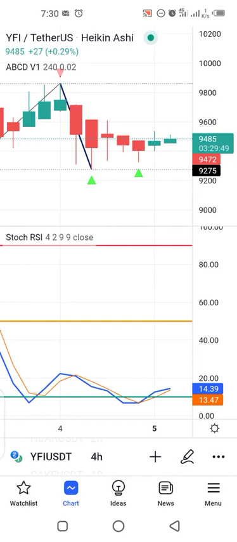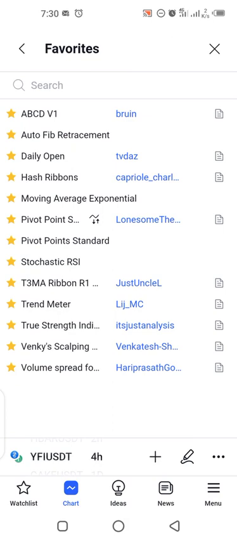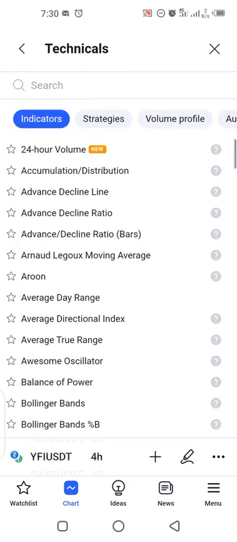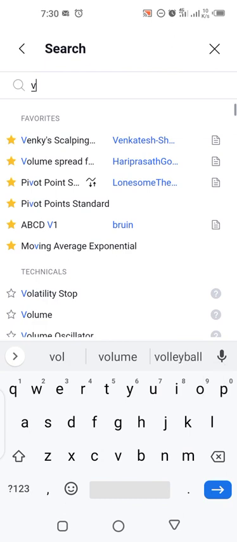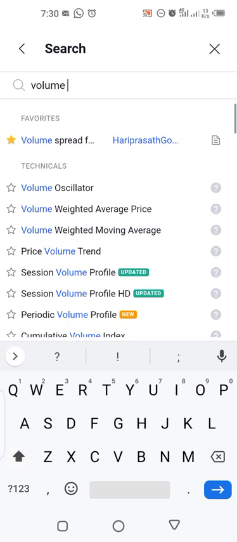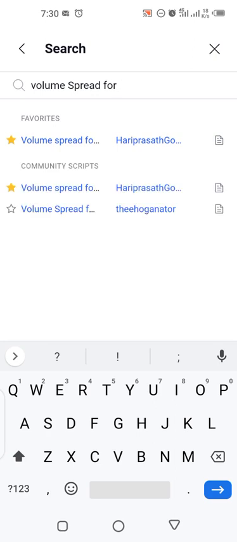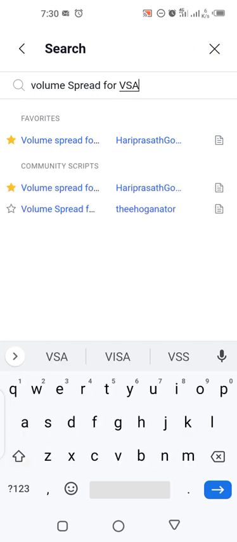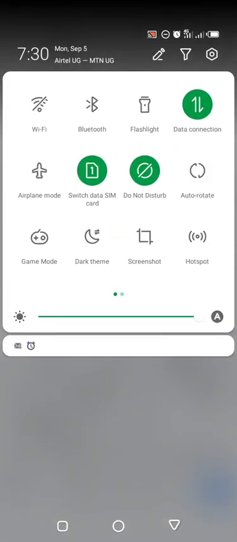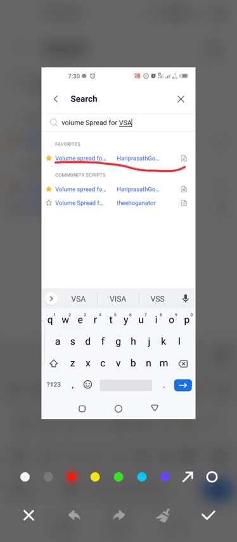Now let us have our second indicator, and we're going to go to technicals, and we write in the word volume spread for VSA, and it will give you this indicator for Hari Parasatha. There will be 2. Once you type in the word volume spread for VSA, then you pick this indicator basically.